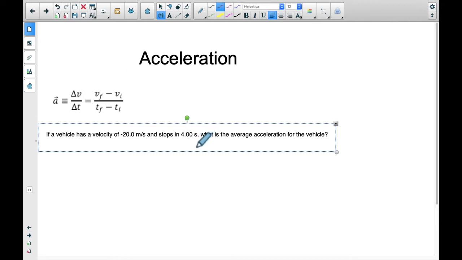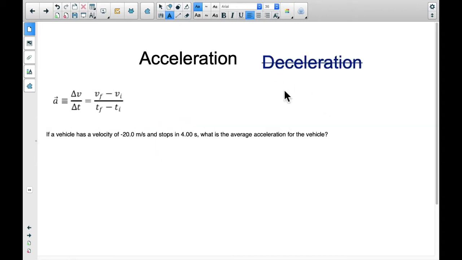Okay, so that brings us to our last topic for the day, which is acceleration. Acceleration is the change in velocity over change in time. So it's like, how fast are you getting faster? It's like when you're going faster, like you're gaining speed or you're losing speed. That is acceleration.